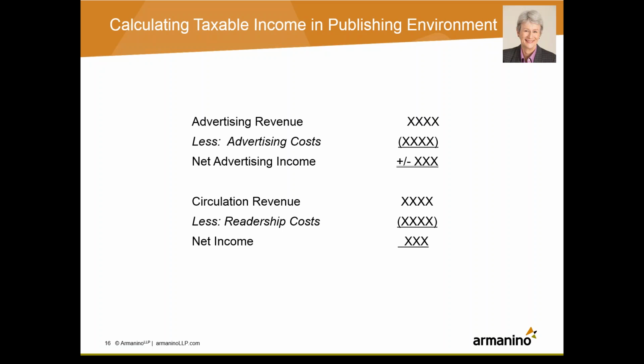Okay. So calculating taxable income in a publishing environment. You divide your advertising activities from your non-advertising activities. So we have advertising revenue less advertising costs, of course, to get our net advertising income. And then separately we say, okay, what's our circulation revenue? What is our readership cost? And what's the net income from the non-advertising activities? So let's go to the next slide.